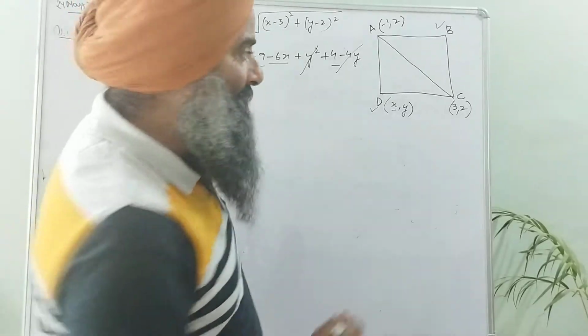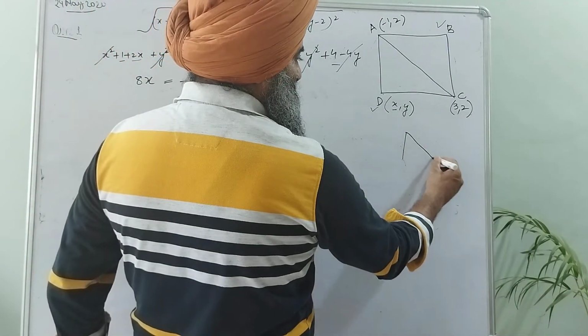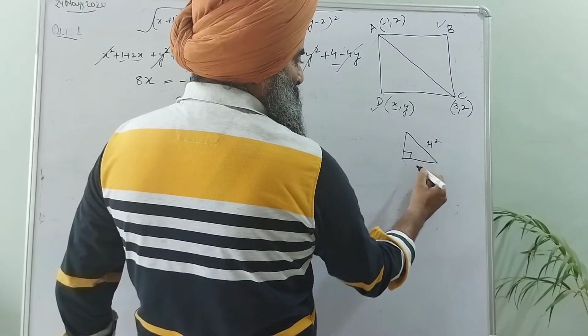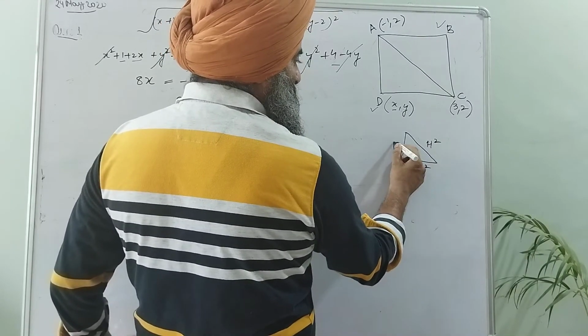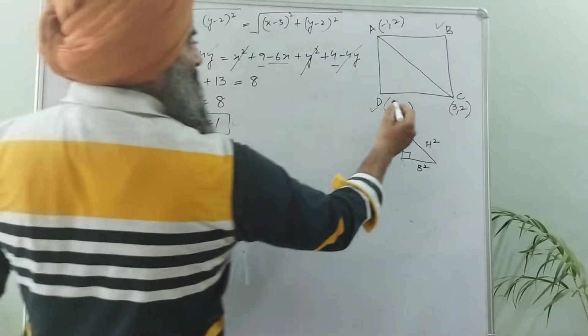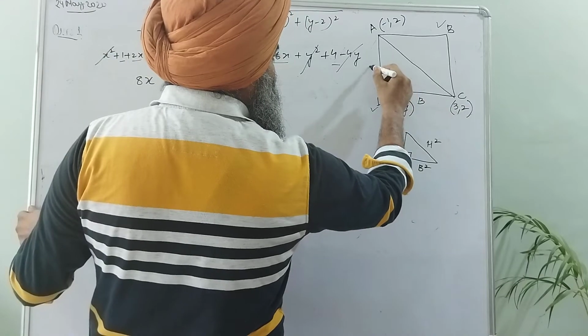Do you get some hint? Suppose you are having a triangle, this is a right angle triangle. So hypotenuse square is equal to base square plus perpendicular square. Use that. Now imagine that this is the base, this is the perpendicular.